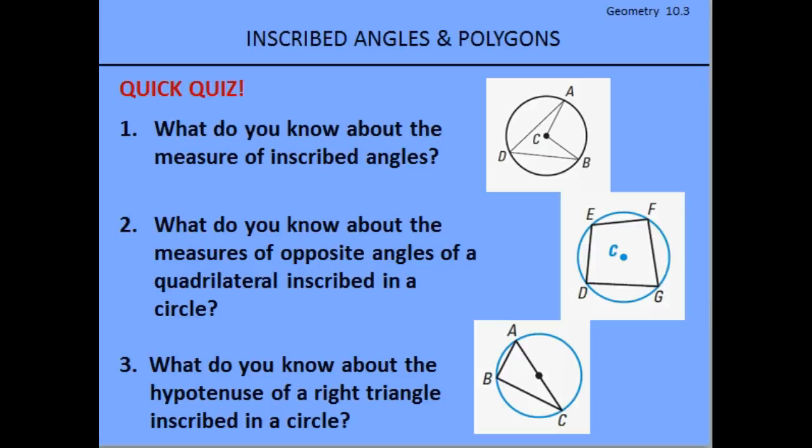Okay, let's go with the first one. What do you know about the measures of inscribed angles? We know that they are half of the measure of the intercepted arc. Number 2, what do you know about the measures of opposite angles of a quadrilateral inscribed in a circle? We know that the opposite angles are supplementary, or equal 180 degrees when added together. Number 3, what do you know about the hypotenuse of a right triangle inscribed in a circle? We know that the hypotenuse inscribed in a circle will be the diameter.